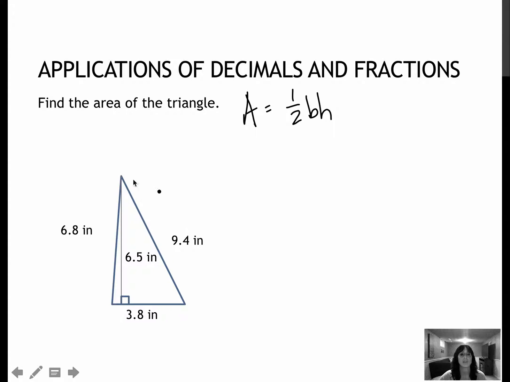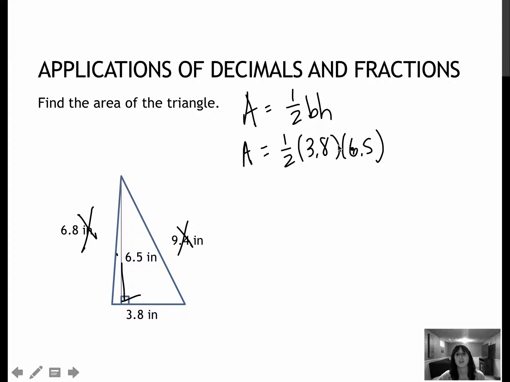So if I look at this triangle, there's a lot going on. There's 4 different values. But I can very quickly decide that the 6.8 and 9.4 are not going to be important to me, because the 3.8 and the 6.5 represent the two values that are perpendicular to one another. So this is 1/2 times 3.8 times 6.5.